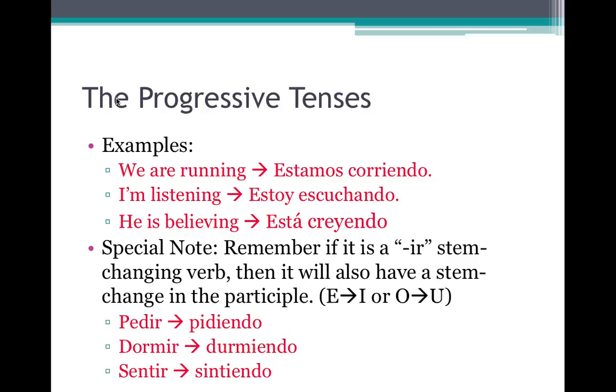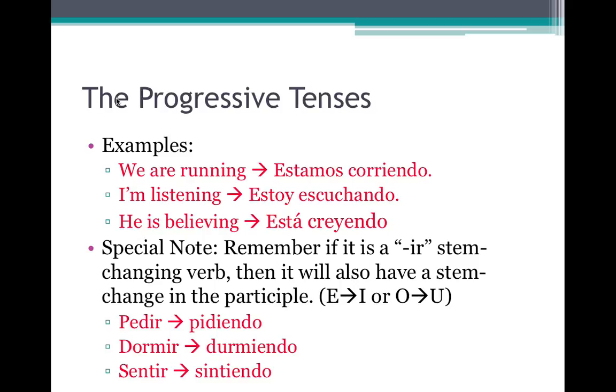Another two. Dormir is normally O to UE in the present tense. In the preterite, it's O to U in the heel and toe, like durmió and durmieron. In the participle, it's durmiendo. Sentir, normally an E to IE stem change in the present tense. In the preterite, E to I in the heel and toe, sintió and sintieron. And in the progressive, sintiendo.